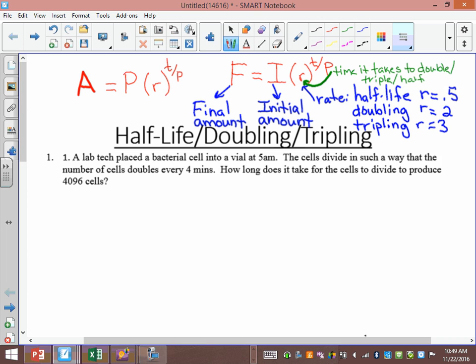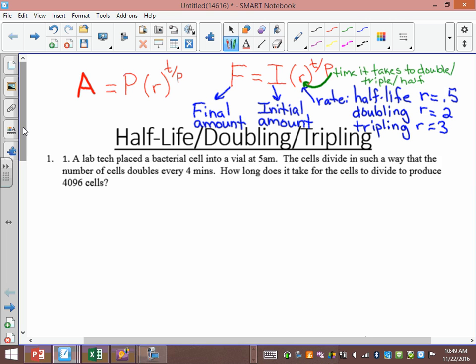So if it says it doubles every 2 hours, 2 would go there. If it says it triples every 10 minutes, 10 would go there. If it says it has a half-life of 10 years, then a 10 would go there. Okay? So it's the time it takes to half, or double, or triple.